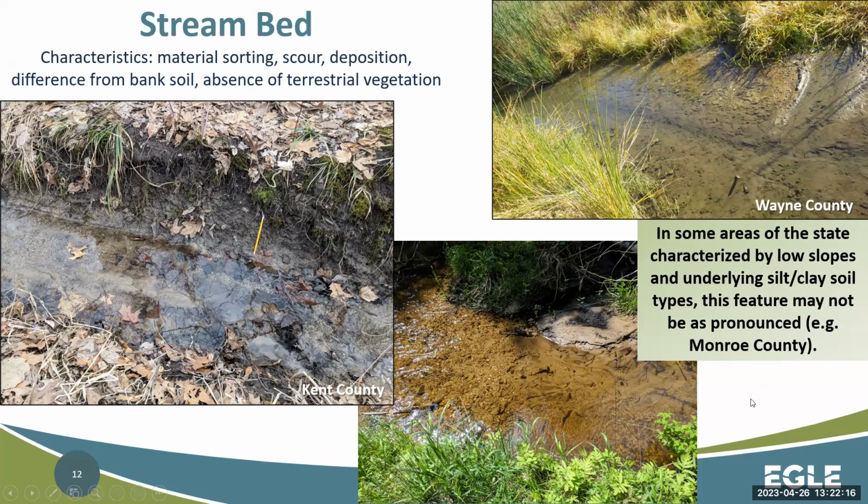And then in some areas of the state that are characterized by low slopes with underlying silt or clay soil types, the feature of a bed may not be as pronounced. So for example, this is an example from Wayne County where you're not going to see gravel and sand in the bottom of this bed, because the substrate and the soils underlying have more of a finer grain. But what you are going to see is some of this scouring that's present in the bottom of this channel.